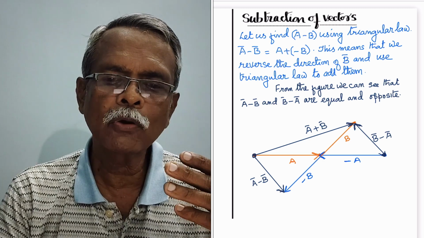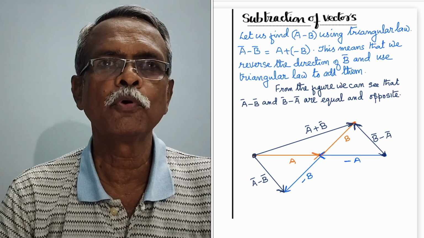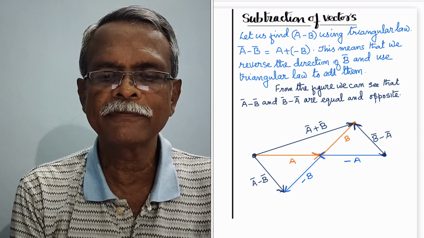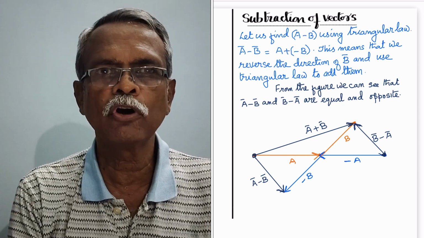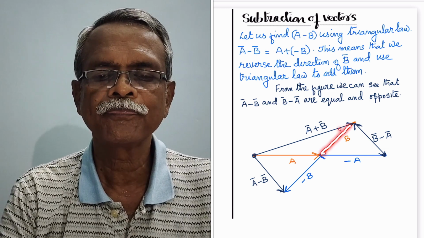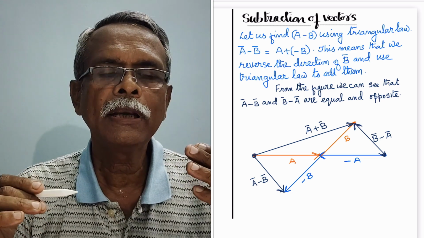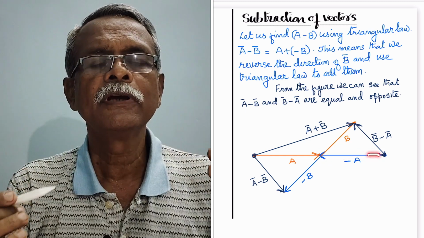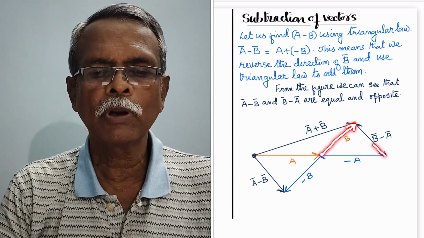Similarly, if you want to calculate B minus A, you take the B vector like this, that is the positive vector. Then if we take the negative vector corresponding to A, that is, this will be the negative vector, negative A, and you add the head of minus A to the tail of B, and this will be B minus A. Therefore, using triangular law, you can add vectors as well as subtract vectors. To subtract vectors, you simply reverse the vector which is to be subtracted and use the triangular law of forces.